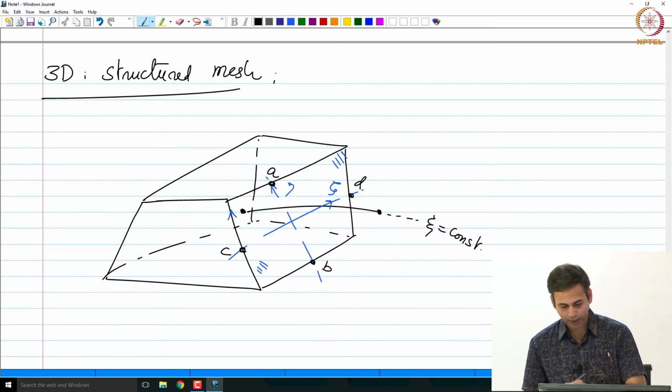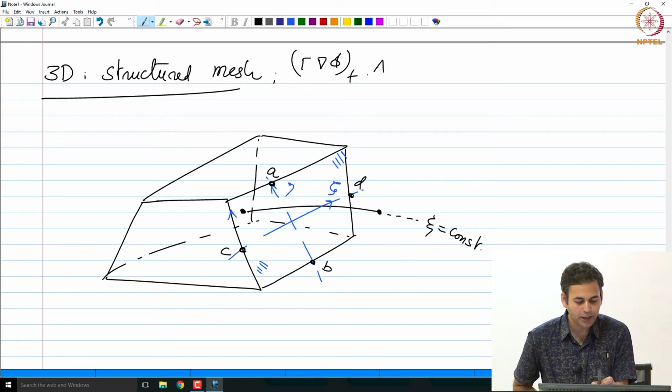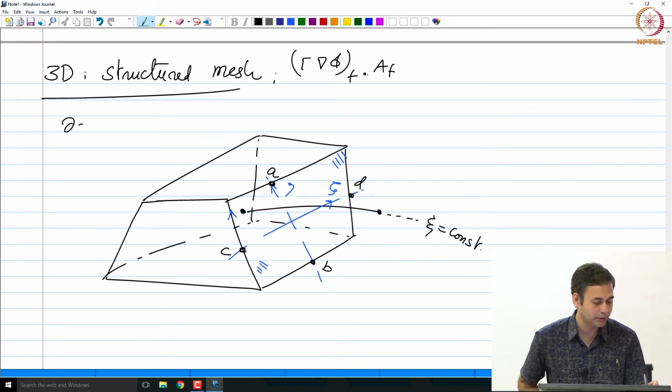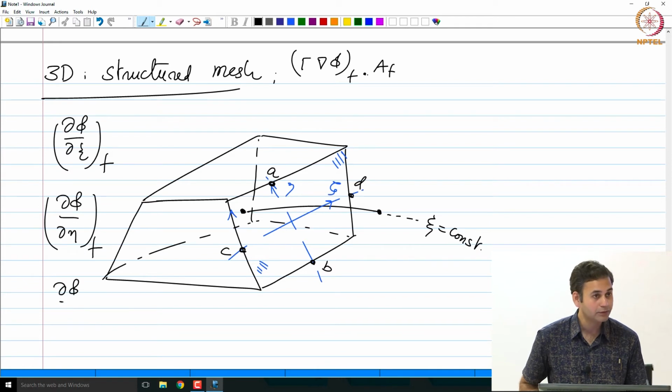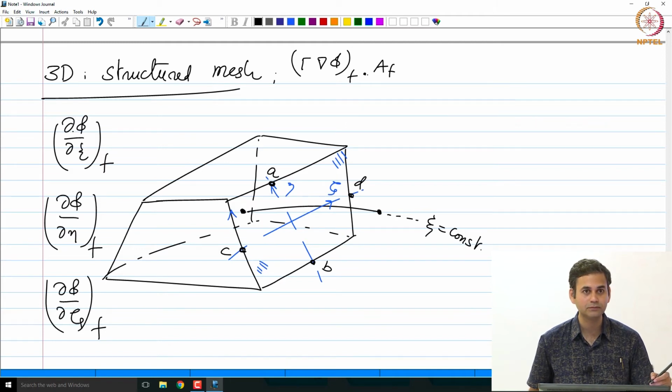So if we were to write this value gamma grad phi dot AF on a 3D structured mesh, what will the gradients look like? You will have 3 terms: partial phi partial xi f, partial phi partial eta f, and we will also have partial phi partial zeta f. In 2D we only had 2 terms. In 3D you will have these 3 terms. Do you see that? Yes or no?